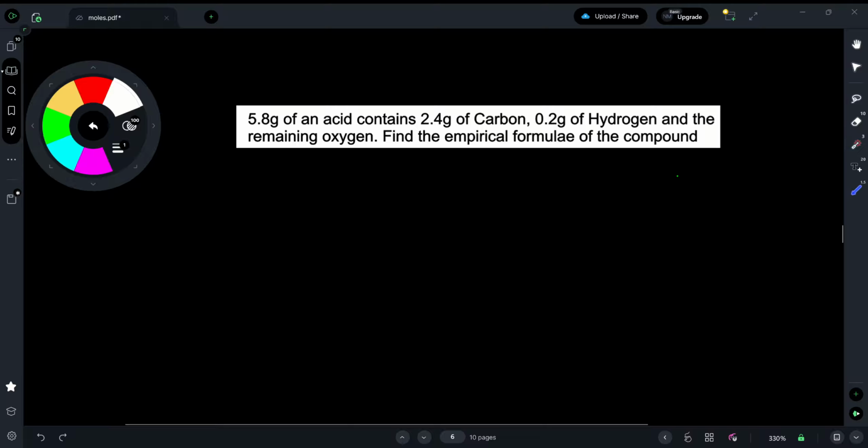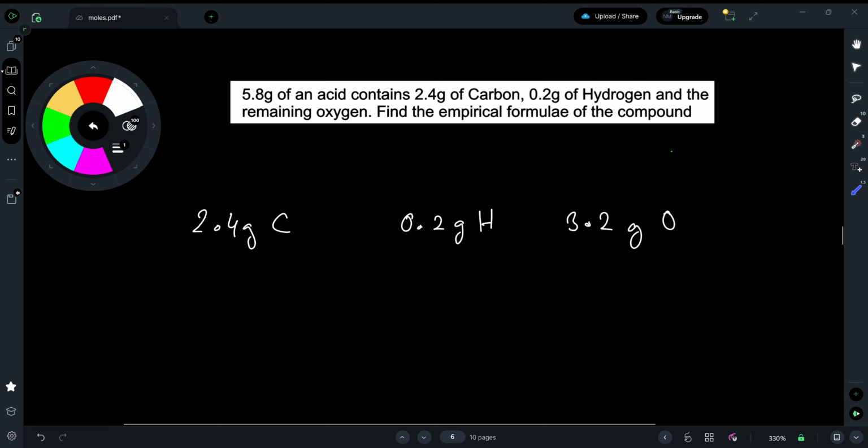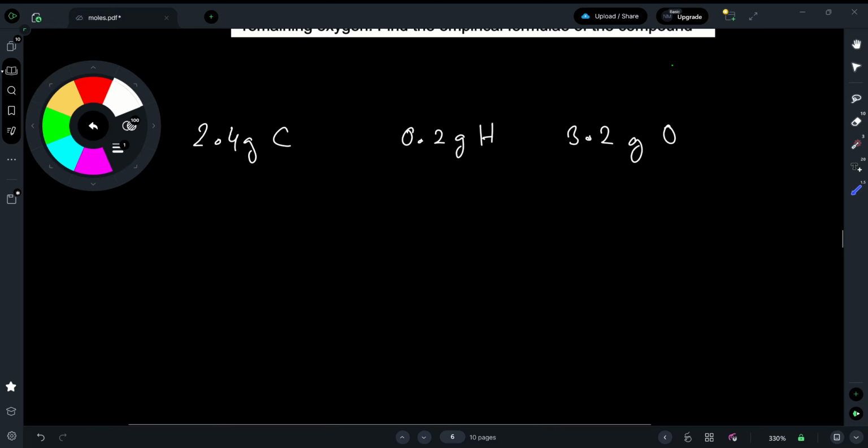So we have 2.4 grams of carbon, we have 0.2 grams of hydrogen, and so 5.8 minus 2.6, that's 3.2 grams of oxygen. So now we just divide these by their molar masses to get the number of moles.